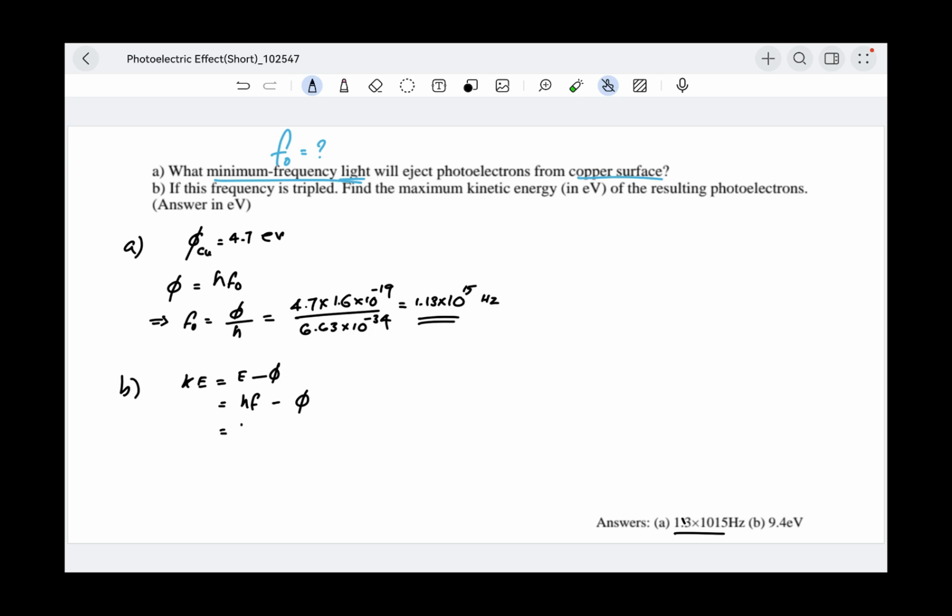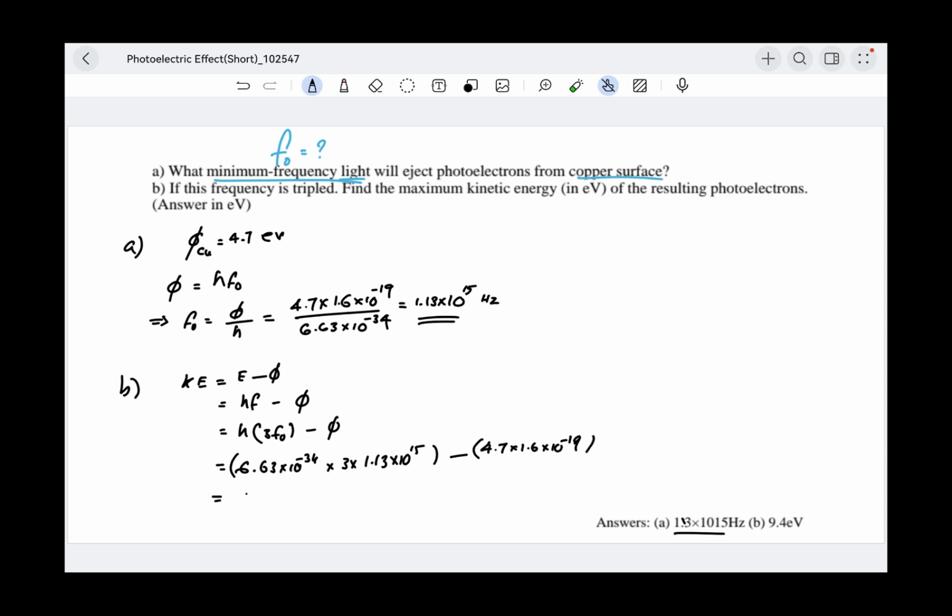The frequency is tripled, so 3 times the previous one, h f naught, minus the work function. So plug in all the values. H is 6.63 times 10 to the power of minus 34 times 3 times the frequency 1.13 times 10 to the power of 15. This whole thing minus the work function in joule, that is 4.7 times 1.6 into 10 to the power of minus 19.